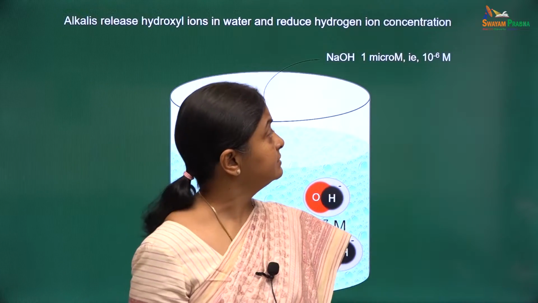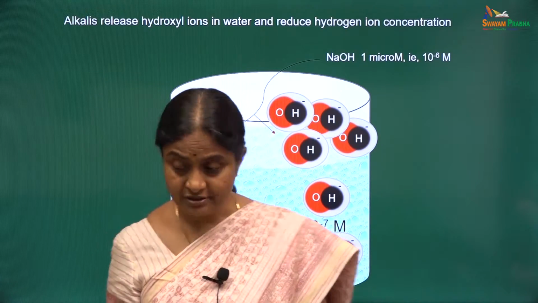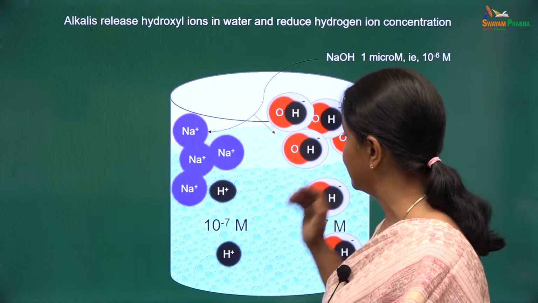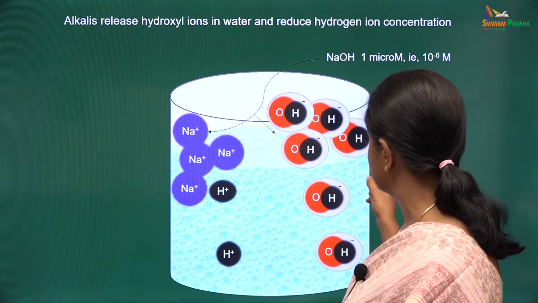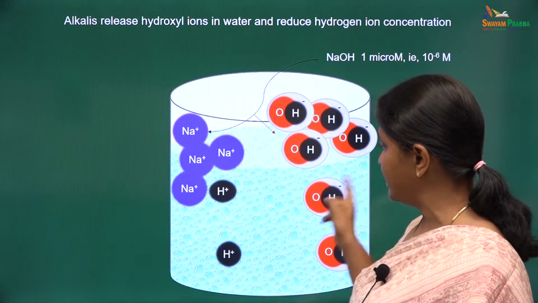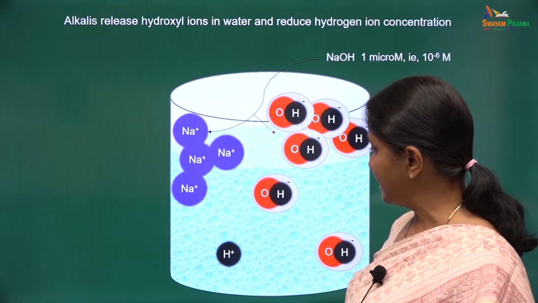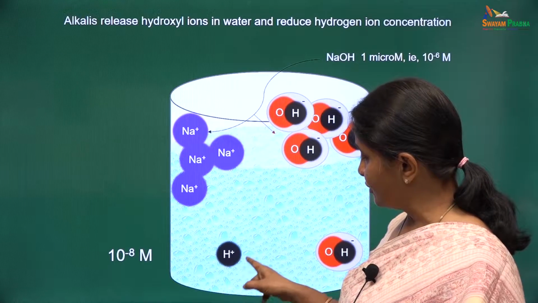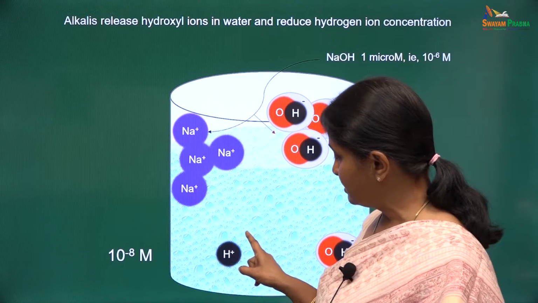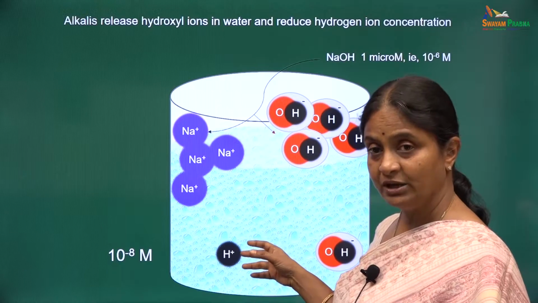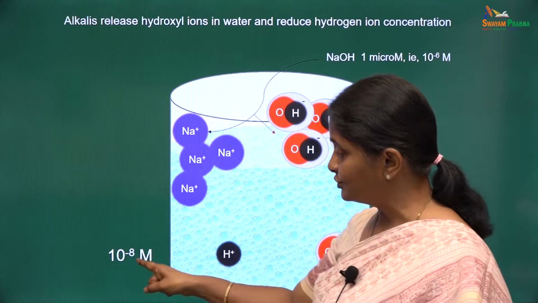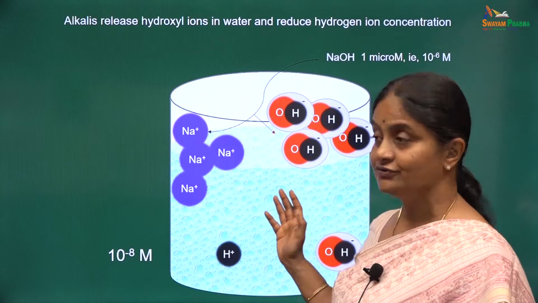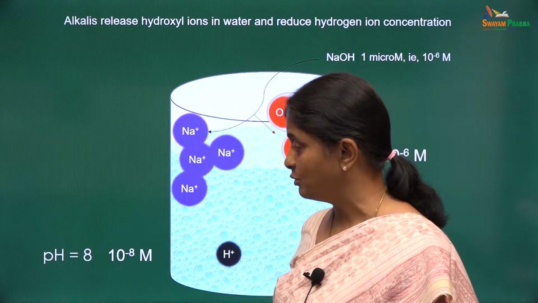And if you add an alkali to the solution, it would ionize. Let us say you have added sodium hydroxide, it ionizes to give you sodium and hydroxyl ions. Hydroxyl ion concentration has gone up, and therefore some of the ionized water molecules will move into the stable state. The hydrogen ion concentration is reduced from 10 to the power minus 7 molar in water per se to 10 to the power minus 8 molar after addition of sodium hydroxide. The pH now is 8.